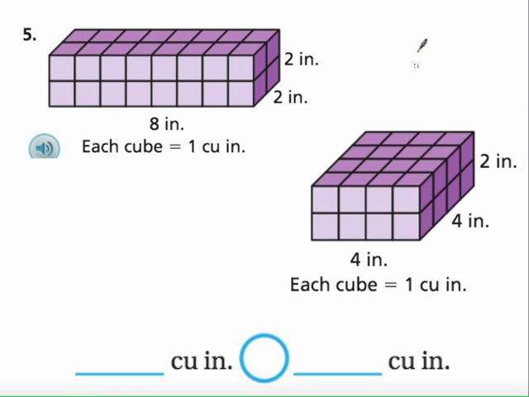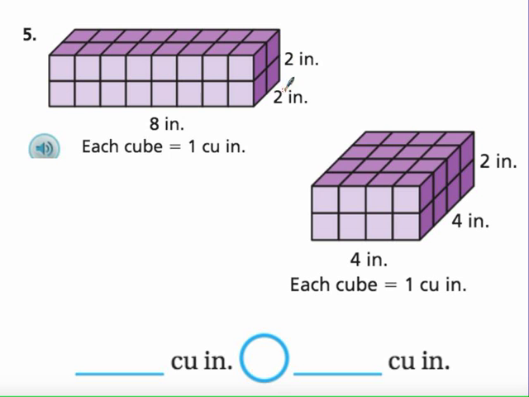Okay, now here's another one where you have to compare. So I'll give you a second, see if you can find the volume of this rectangular prism, and see which one's bigger, or are they equal? Okay, now notice first, they're both in cubic inches, aren't they? So that means every cube is 1 inch by 1 inch by 1 inch.